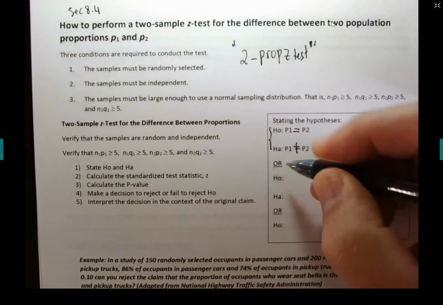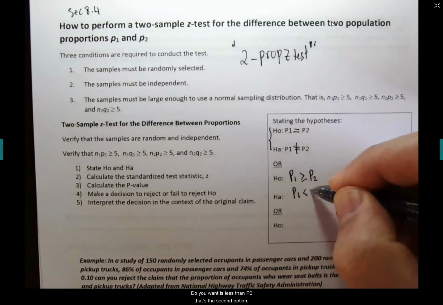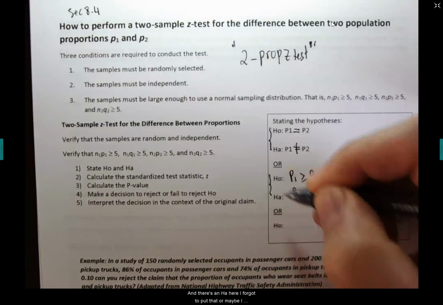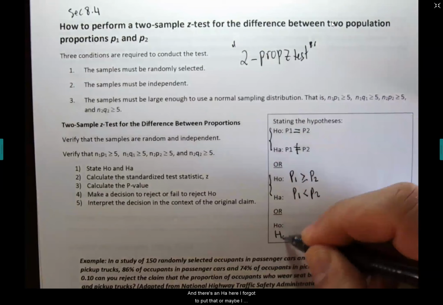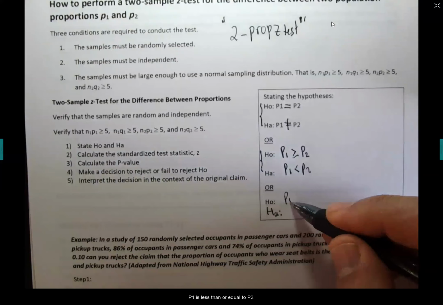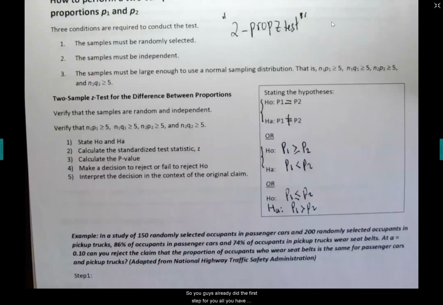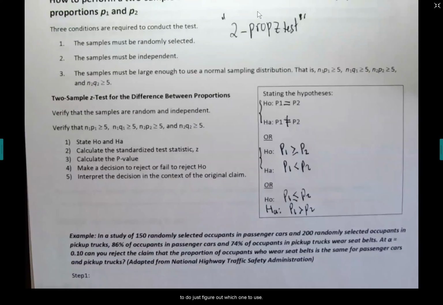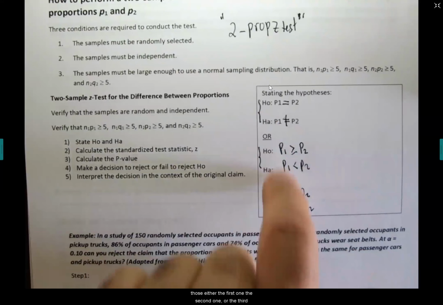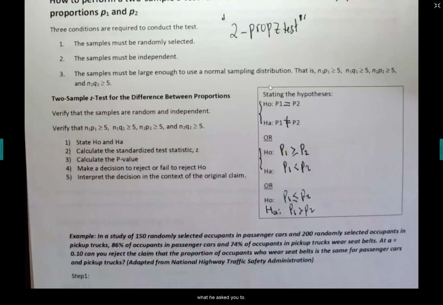Or P1 greater than or equal to P2. P1 is less than P2. That's a second option. And there's an HA here. I forgot to put that, or maybe I left it blank intentionally. P1 is less than or equal to P2. P1 is greater than P2. So you guys, you already did the first step for you. All you have to do is just figure out which one to use. Always in section 8.4, you have to start with one of those, either the first one, the second, or the third. Now you tell me which one. It depends on the problem, what he asks you to do. Okay, let's do a problem and show you how to do it.